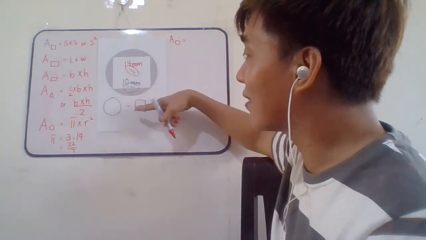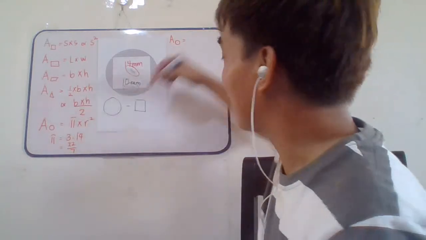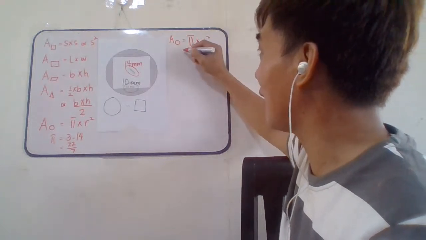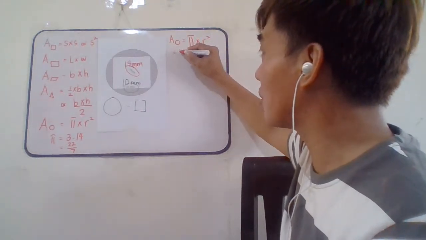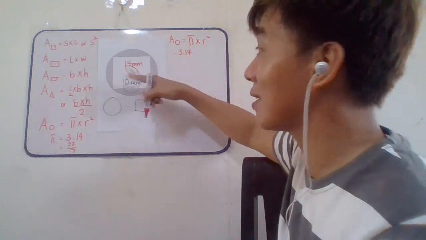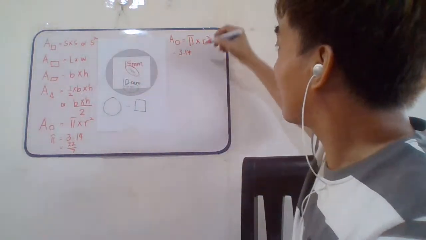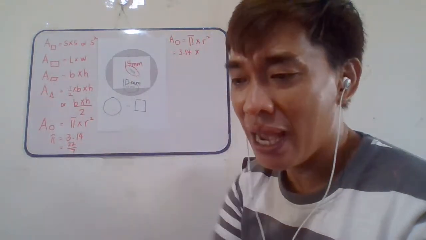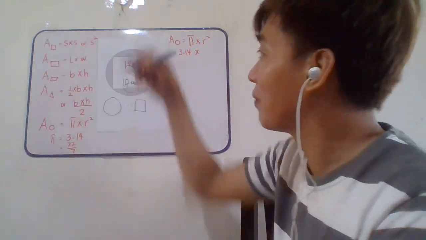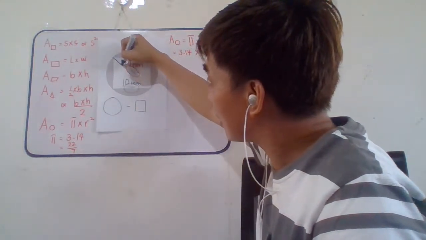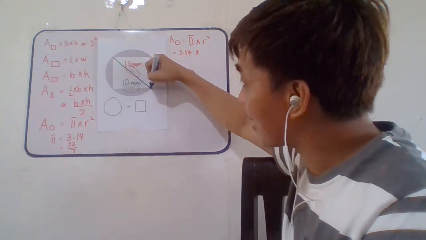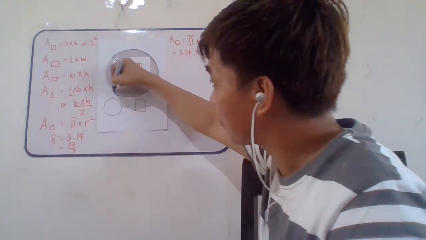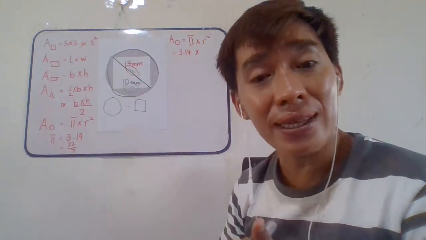The circle can be solved by multiplying the value of pi by radius squared. For pi here we will just use 3.14, even though that is divisible by 7, times the radius. The radius is half of the diameter. I just want to make it clear: the 14 here is the diameter of the circle. Okay, the 14 is the diameter of the circle.